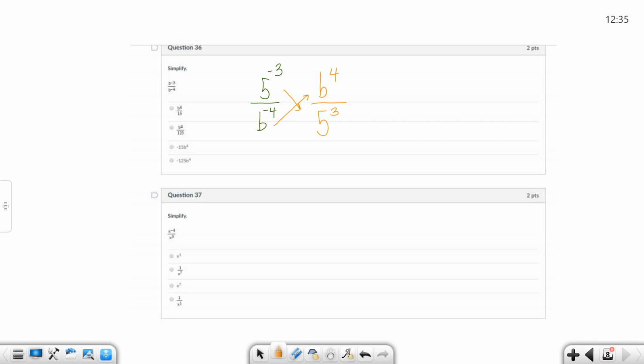I know I've got a b to the 4th in the top, and 5 cubed, remember 5 cubed is 5 times 5 times 5. So that's 25 times 5, that's 125. b to the 4th. And that's how it would look.